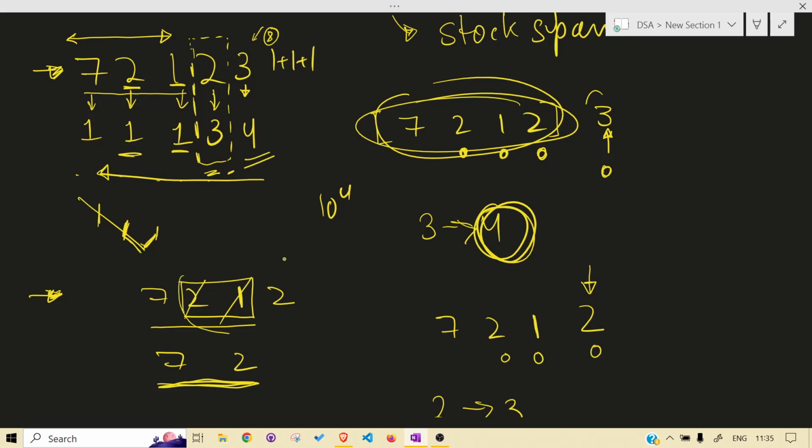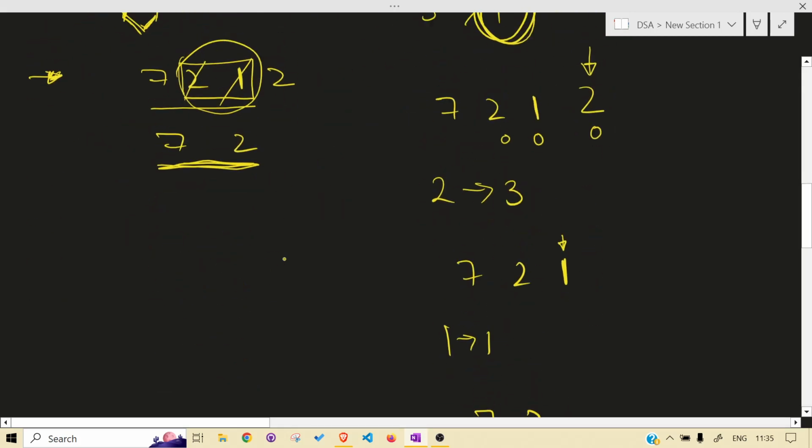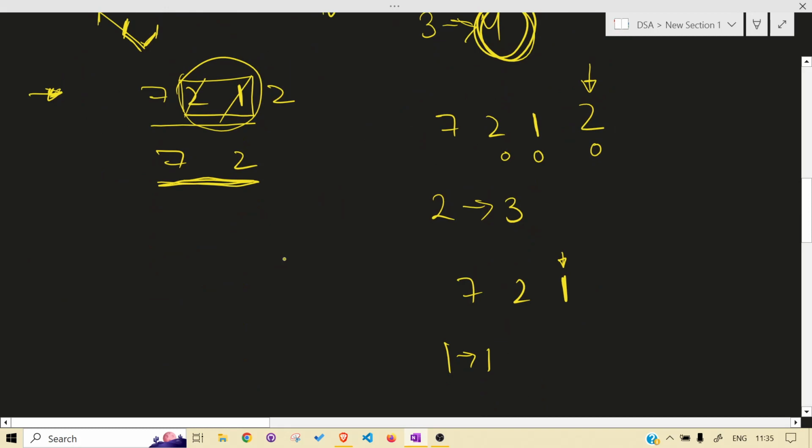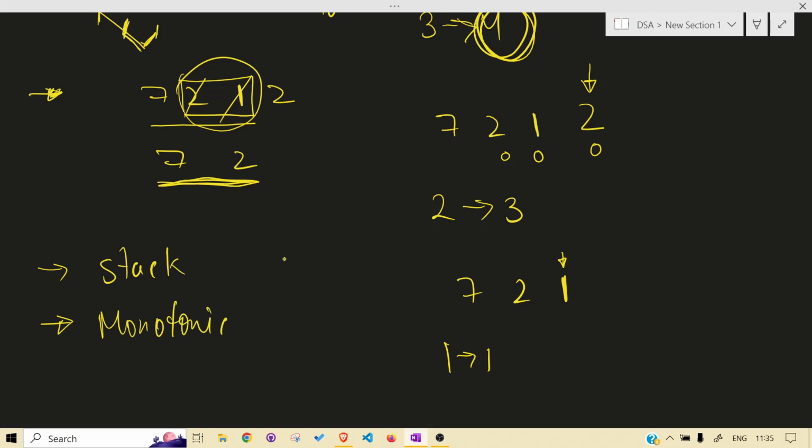Does it point to something? Which data structure does it well? You can insert data fast and delete data fast. I would say stack. And which particular type of stack should we use? Monotonic stack. A monotonic stack of decreasing type.